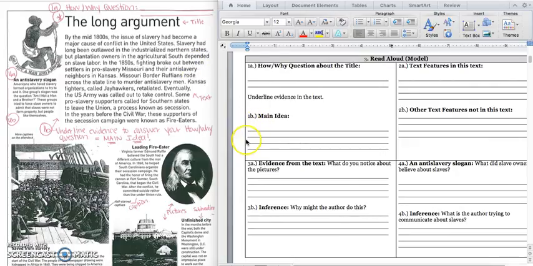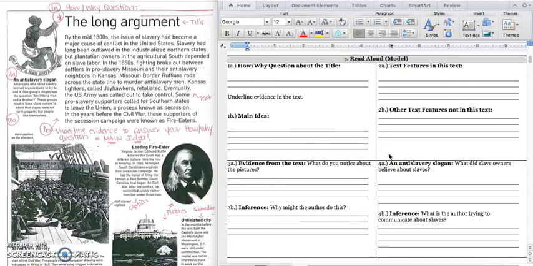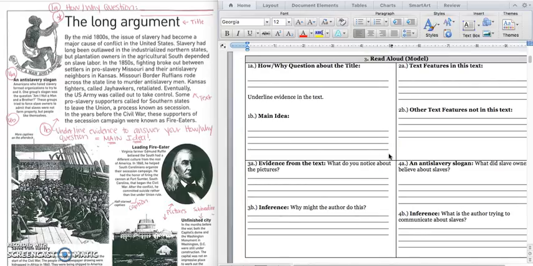The states argued over the issue of slavery because the northern states outlawed slavery and the South depended on it. Press pause to silently write down your answer and play when you are ready for number 2.